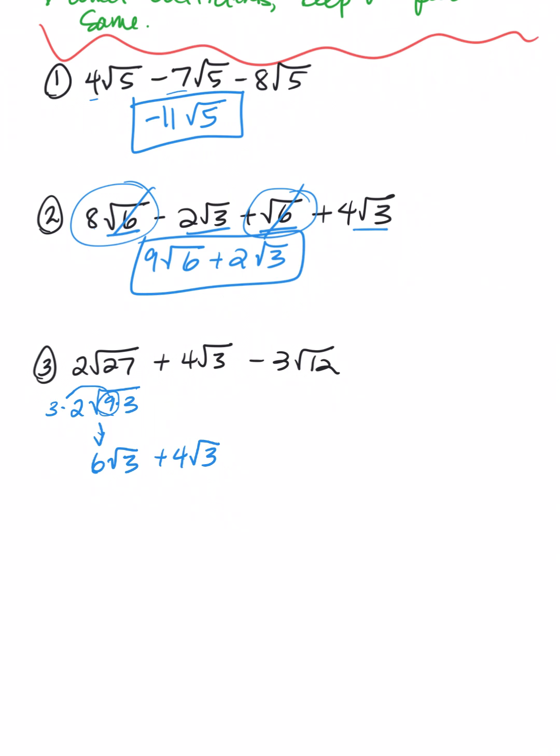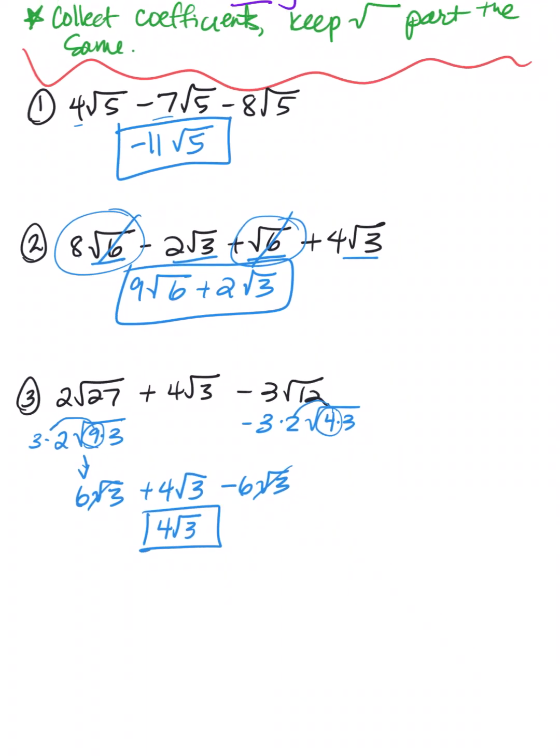So I have negative 3 square root of 12. Well, 12 is what? 4 times 3, perfect square times 3. Take out a 2. So if I multiply those, I get negative 6 square roots of 3. Look at that. Now I have like terms. Now I can combine all three. So these two will cancel out. And so my answer is 4 square roots of 3. So what was a big old mess reduced very nicely.